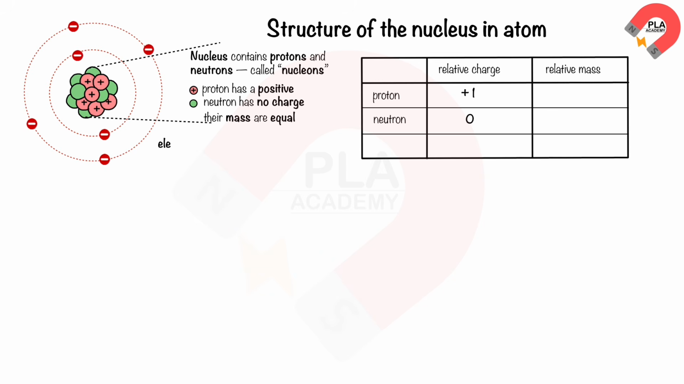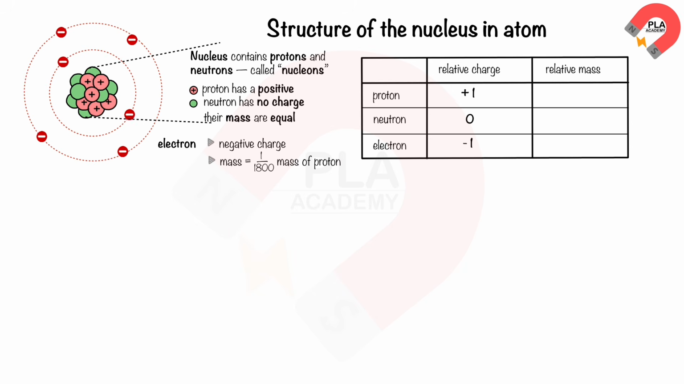Around the nucleus, electrons orbit at high speed. Electrons have a negative charge, and their relative charge is -1. The mass of an electron is about 1,800 times smaller than the mass of a proton. So the relative mass of a proton and a neutron is 1, and the relative mass of an electron is about 1/1800.